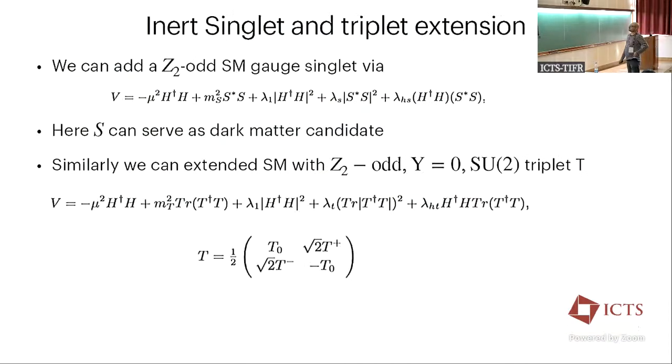So let's consider the simple inert singlet and the triplet extension. I'll mention the doublet at the end. So in the singlet case, you have S, which is an SM singlet. Now you have one portal coupling here, lambda HS, and a self coupling lambda S. This is Z2 odd, and S can be a dark matter. Similarly, you can have a triplet, SU(2) triplet with Y equal to 0. You have lambda HT as a portal coupling and lambda T as a self coupling. So if you compare these two, they are similar in number. Both of them have one portal and one self coupling.